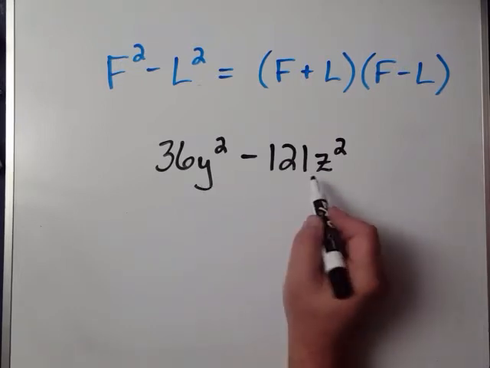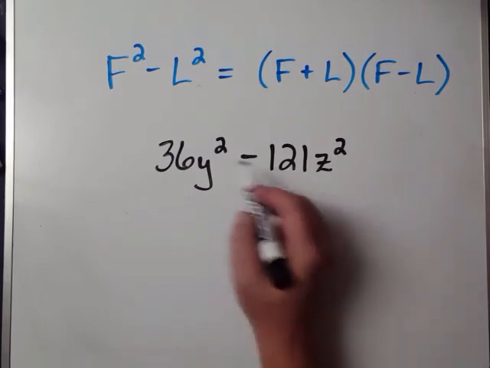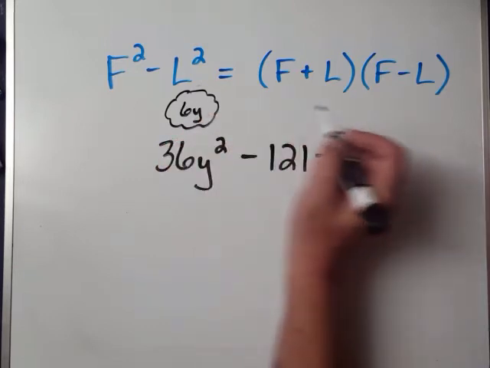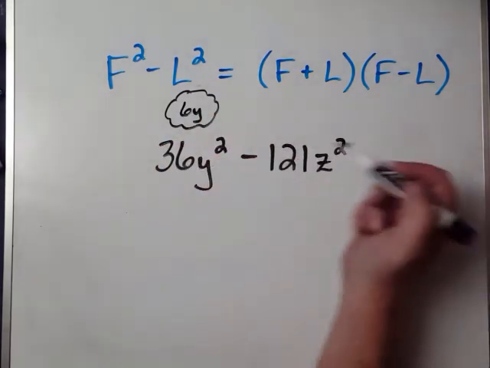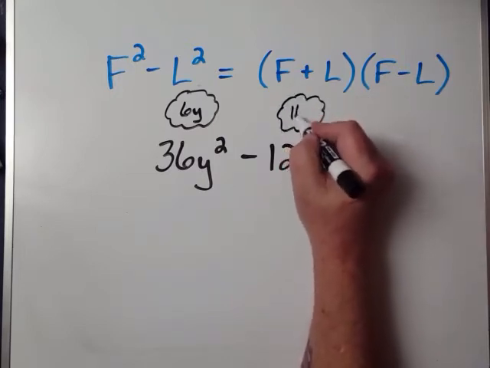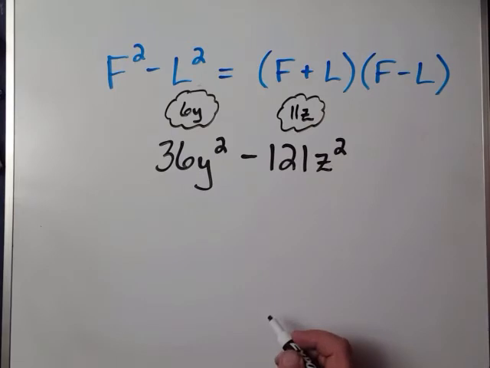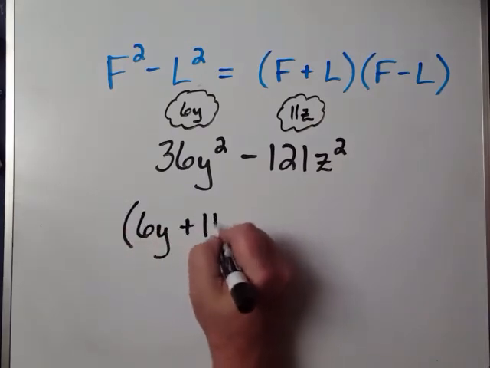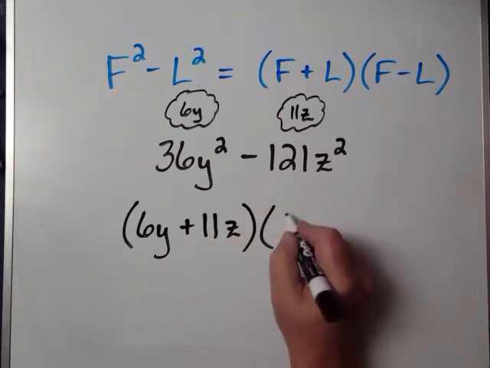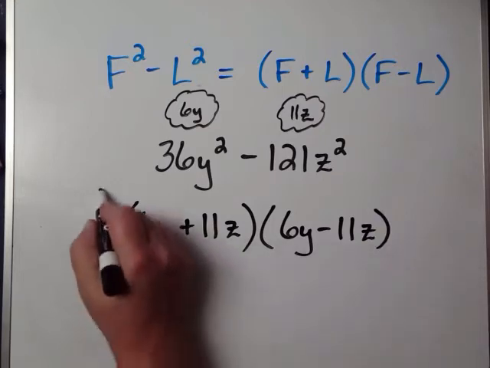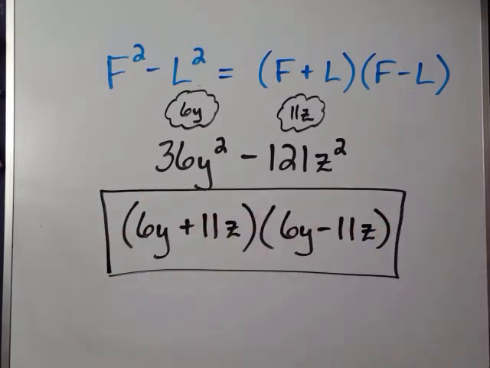We recognize this binomial is a difference of squares because this first term is the square of 6y. If I square 6y, I get 36y squared. And this last term is the square of 11z. So I do have a difference of squares, and it will factor as the first plus the last times the first minus the last. These can always be checked by foiling them back out. How'd you do?